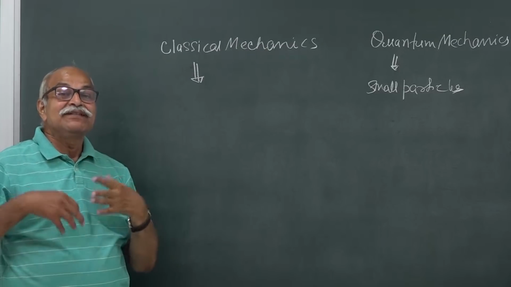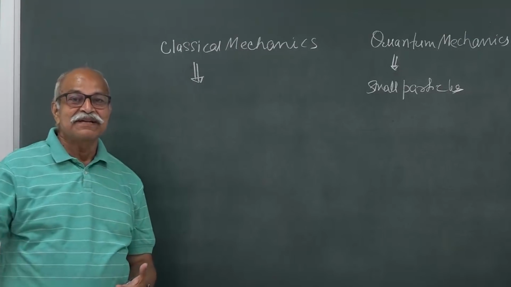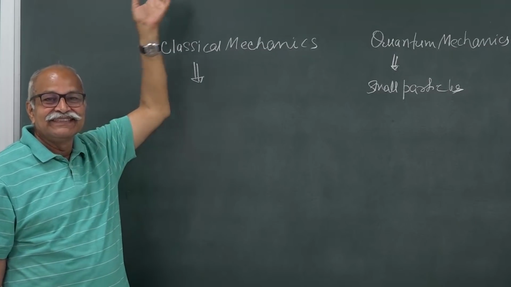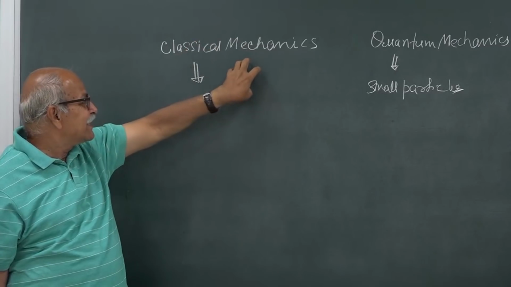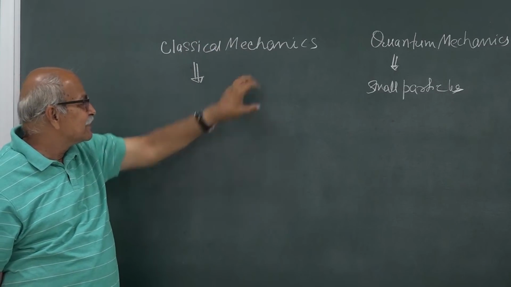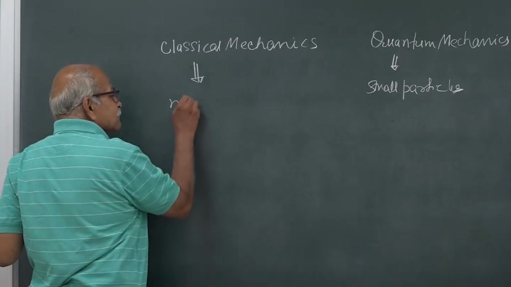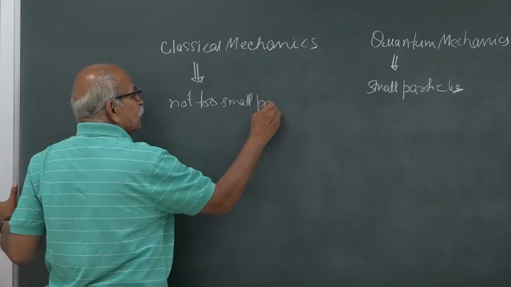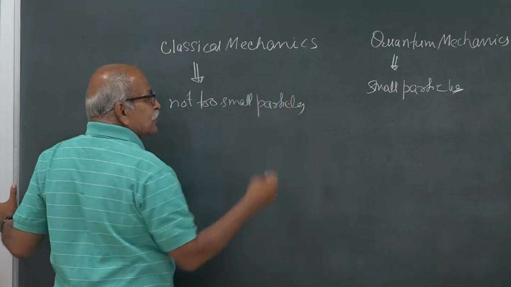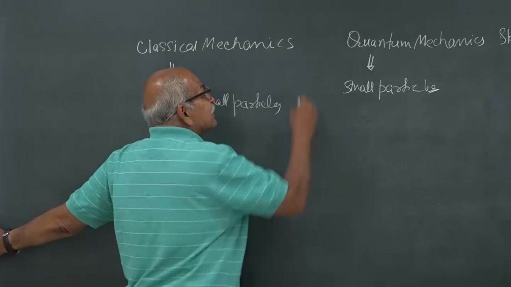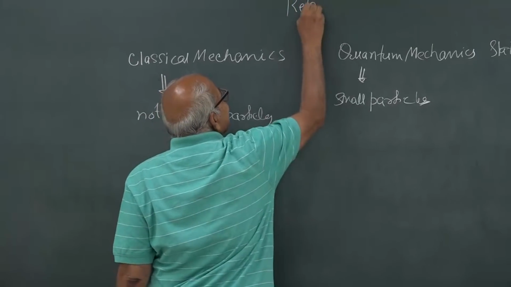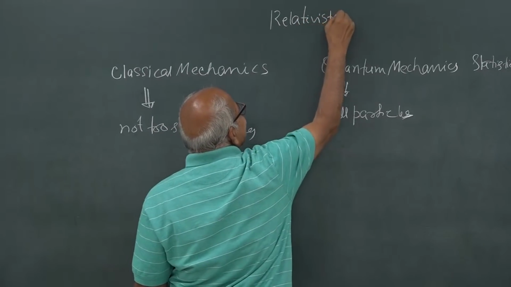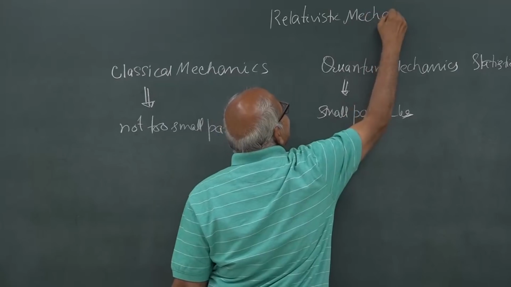But if you have a micrometer-type dust particle, starting from a dust particle, let us say, and then planets, all that range is governed by classical mechanics. So, not too small particles. And you have yet another thing which is called relativistic mechanics. So, the varieties of mechanics.